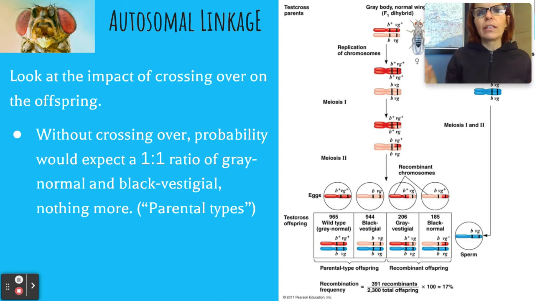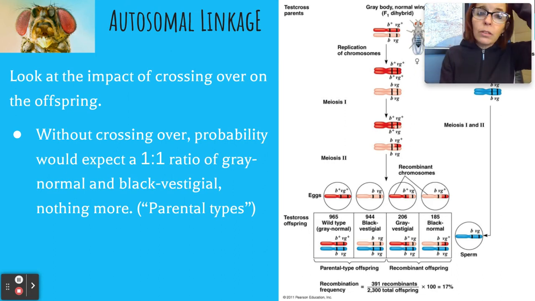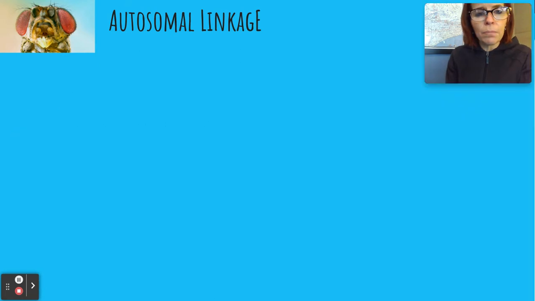So I'll show you the exact numbers in just a second. They got 390. Oh, the exact numbers are here. There we go. So they got 391 that didn't fit either category. They weren't the black normal wing, and they weren't the gray normal wing, and they weren't the black vestigial wing. They were a combination of the two. And so we're learning here, this is where they first discovered autosomal linkage and crossing over. So it says, however, there are now a number of recombinant offspring that they had not predicted.